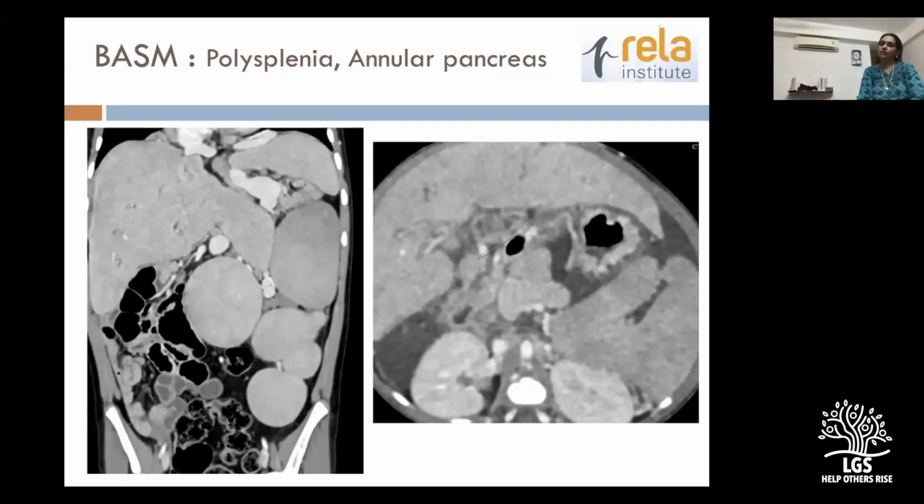Other things to look for, as I said, may be situs, preduodenal portal vein, and other associated anomalies in other organs. There may be hydronephrosis, etc. So we have to scan each and every organ to make sure there are no other associated congenital anomalies. This specifically applies to biliary atresia.